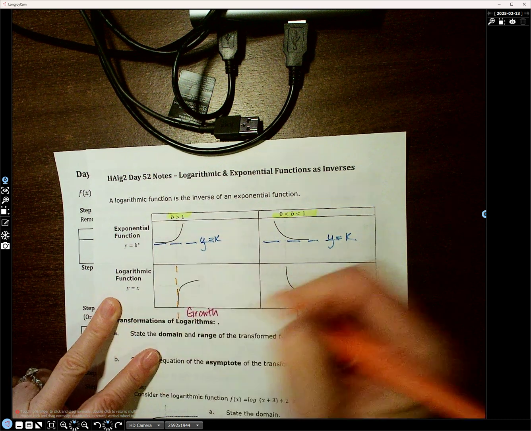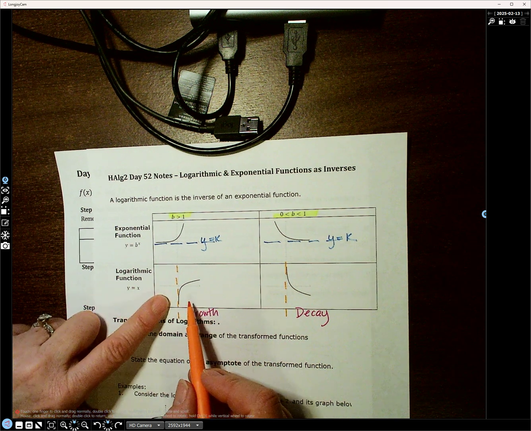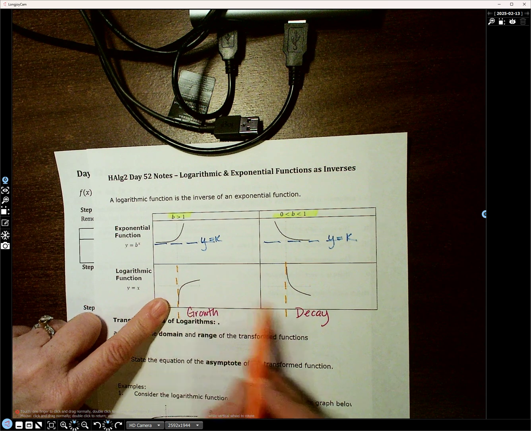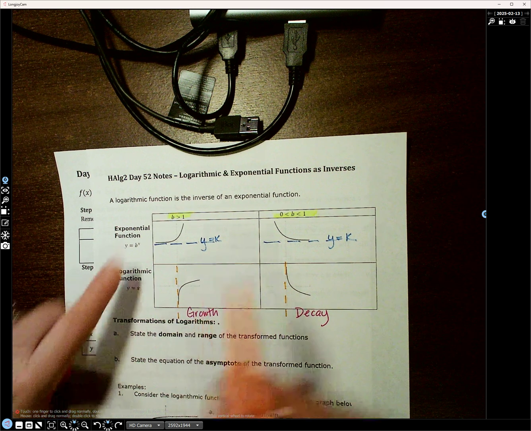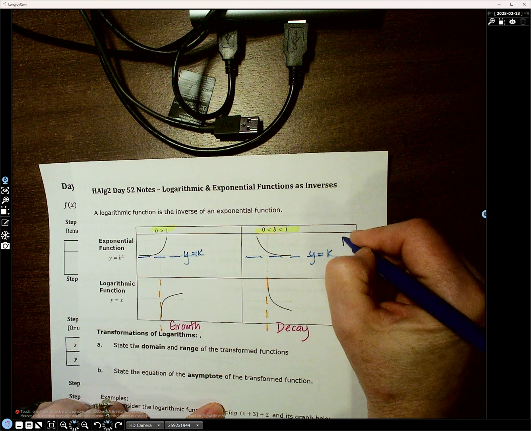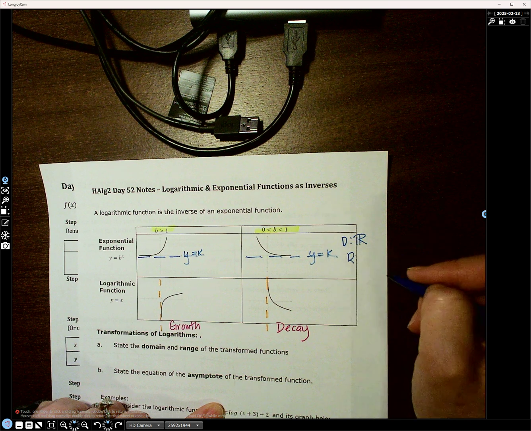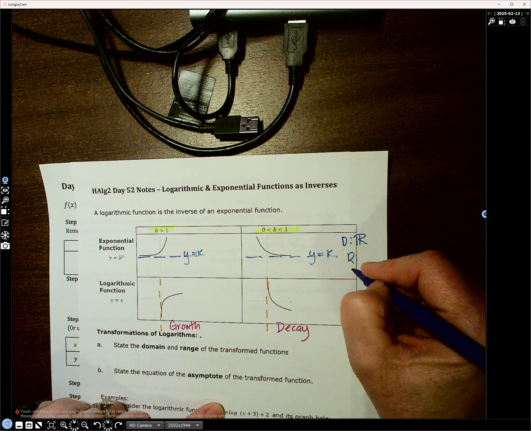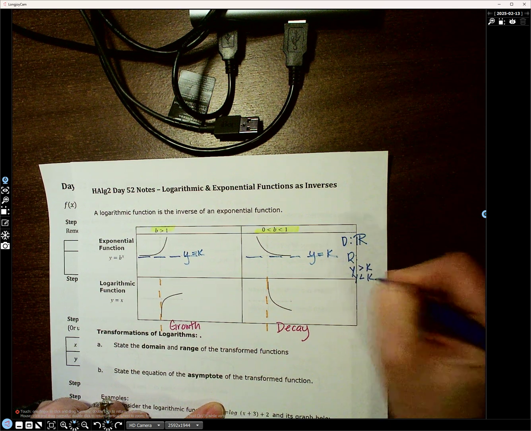Okay, so now the difference between exponential functions and logs is that logs have a vertical asymptote, which has a total change of domain, you see. So the logs are always to the right of the asymptote. And we see that the domain of the exponential function is always all real numbers. And then the range has to do with y. Like it's either y greater than k or y less than k.